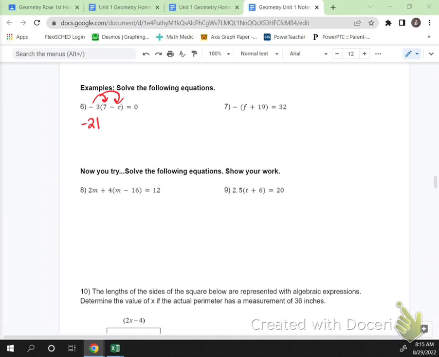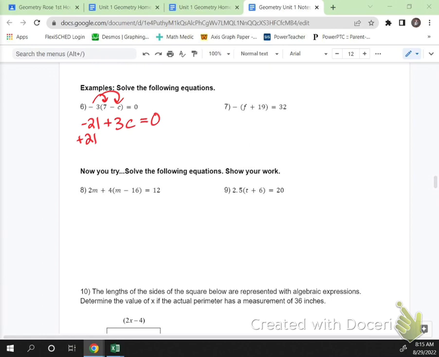How many c's am I going to have? Plus 3c. That's going to turn to a positive. Questions on that? Negative times a negative is positive.